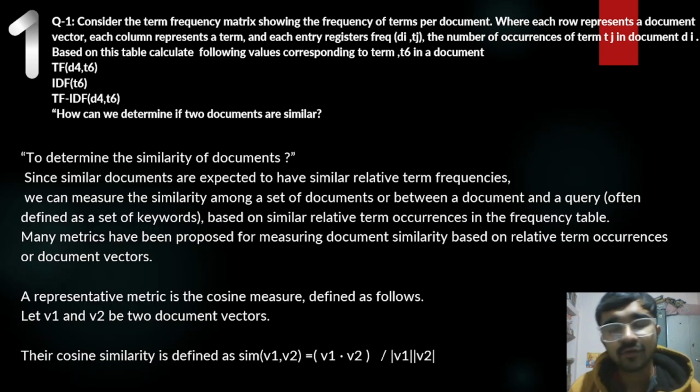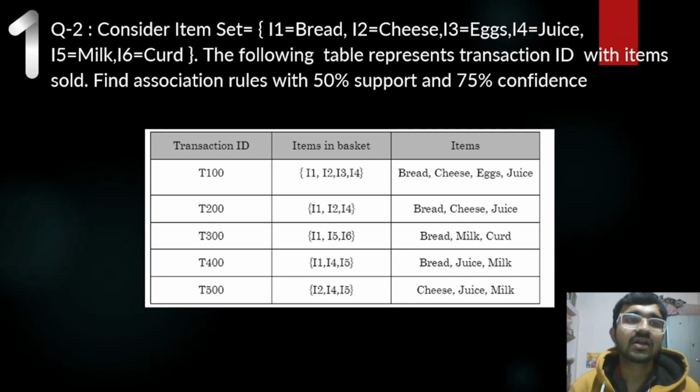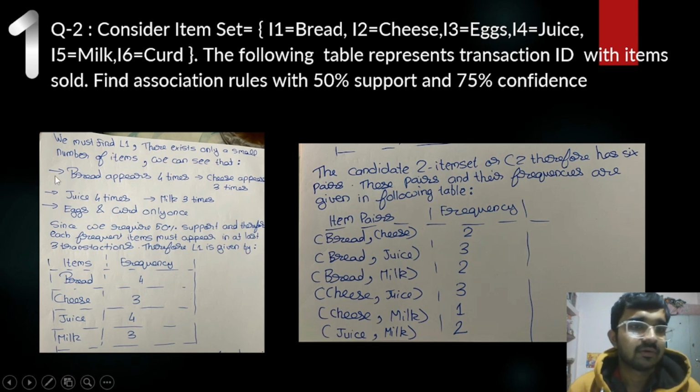Now let's move forward to our next question, question number 2. Consider the item set. Here we are given the item set and we have to derive association rules with 50% support and 75% confidence. To derive this type of association rule, we must first find L1, that is, the frequency of one item.